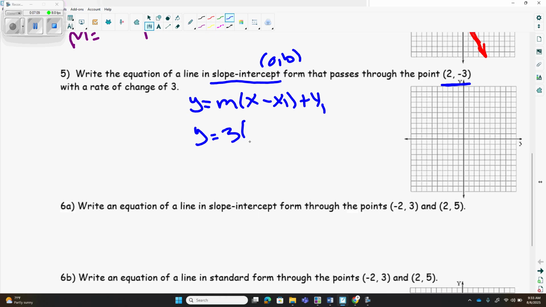All right, now it passes through this point, we're going to make that x1, that y1, and we're just going to plug it into this. So x minus 2 plus 3. Well, in this case, it's going to be a minus 3 because that's a minus. That is not in slope-intercept form. Remember, slope-intercept form is y equals mx plus one number, which is b. I have 2 numbers over here.